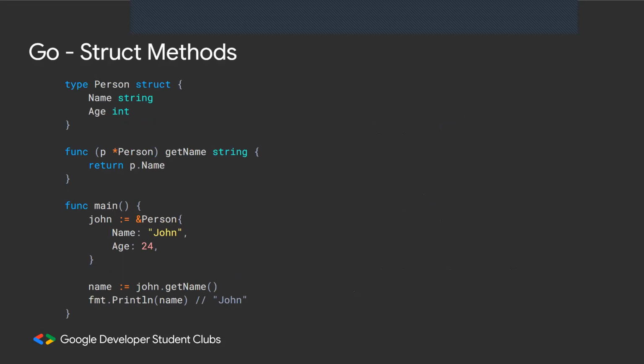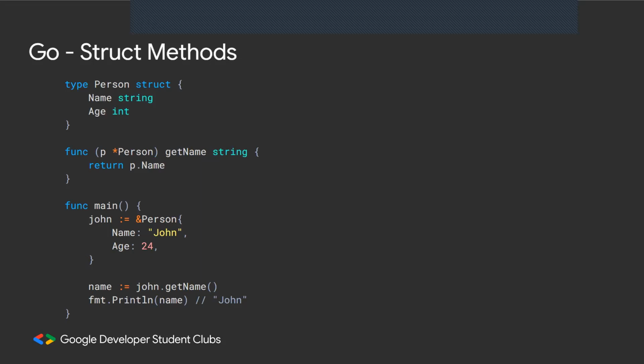So then we get into struct methods. If you're familiar with object-oriented programming, it's basically the same thing. This is the same code, by the way. We just added a function called getName. It's basically the same thing in object-oriented programming as if you had an object, which is a person, and then it has a method, which is getName, get me its name.